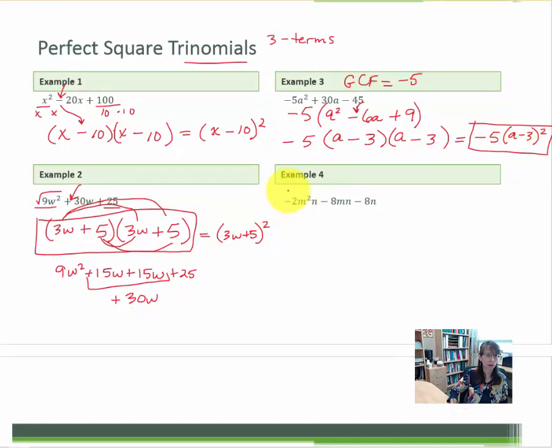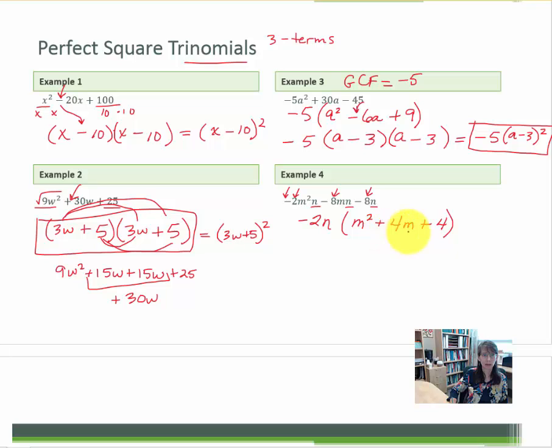In example 4, I notice I also have negative, and coefficients are 2, 8, and 8. So at least -2 is a common factor. Then I'm going to look at the variables. It looks like m appears in only the first two terms. However, n appears in all terms. So n is a part of the greatest common factor. The terms remaining would be m squared plus 4m plus 4.